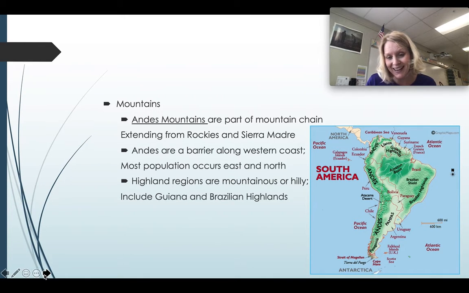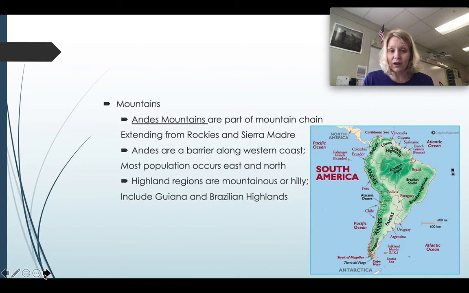Even if you look closely at that map, do any of you have any clothing that says Patagonia? It's a very popular clothing brand right now. Patagonia was a company that started in California actually for rock climbers, but now we can see how they're getting their name, because this is an area in the southern part of South America called Patagonia. The Andes are that barrier along the west coast, and most of the population occurs to the east of the Andes and to the north of the Andes, because the Andes Mountains are very sparsely inhabited since it's difficult to live there.